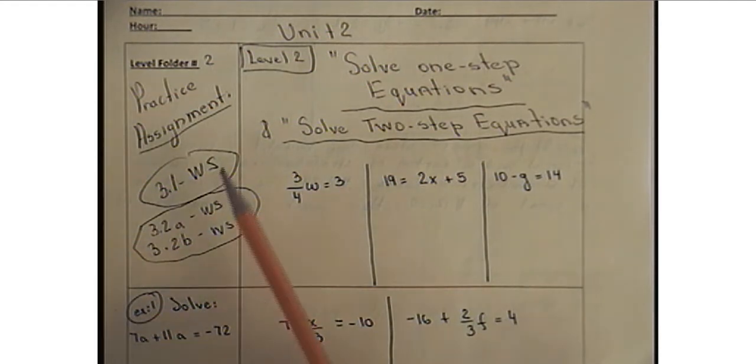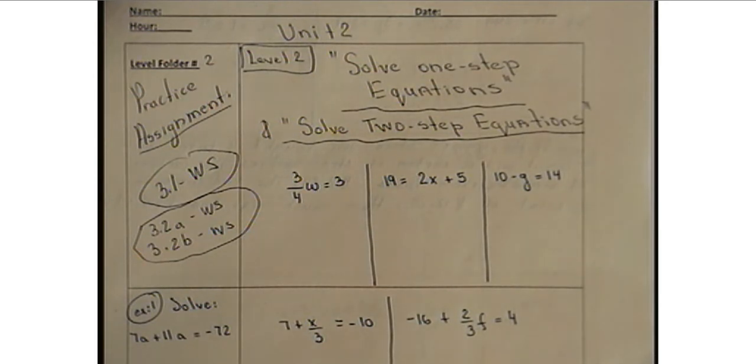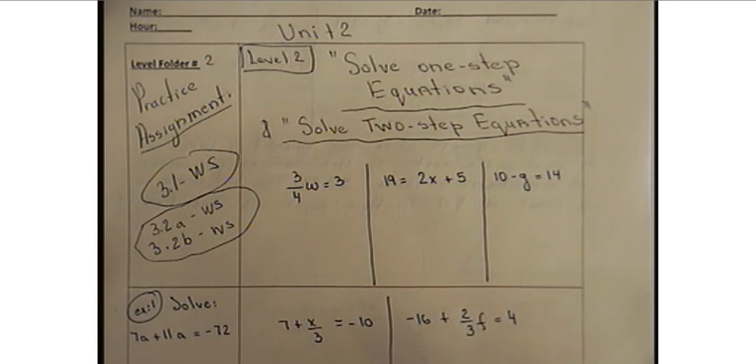Practice assignments will be 3.1 worksheet, 3.2a and 3.2b. So again, it's going to be a packet ready for you under level 2 in the green basket if you need to use it, or you can always use the electronic copy. So once you have written down this information, we can go ahead and start some examples. Take a moment to pause the video if you need to write everything down before listening to the solutions.